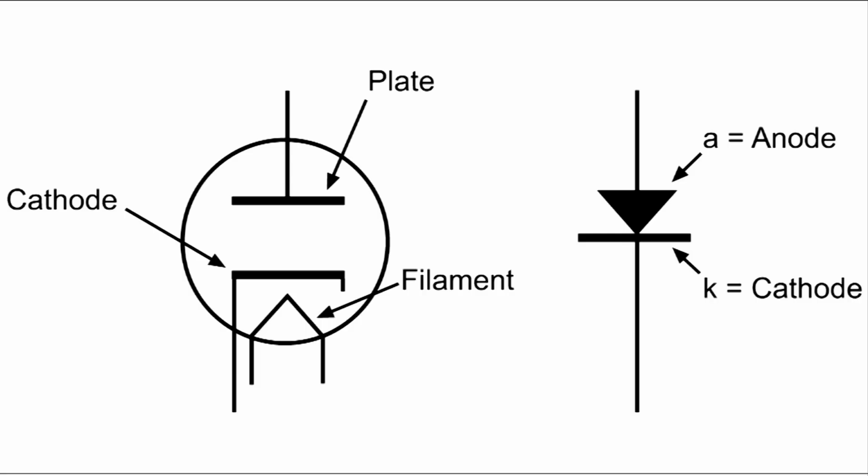Now the solid state diode doesn't really require anything else for it to operate. But the vacuum tube diode requires that the filament be heated, and if we have a cathode, that filament is going to also heat the cathode.